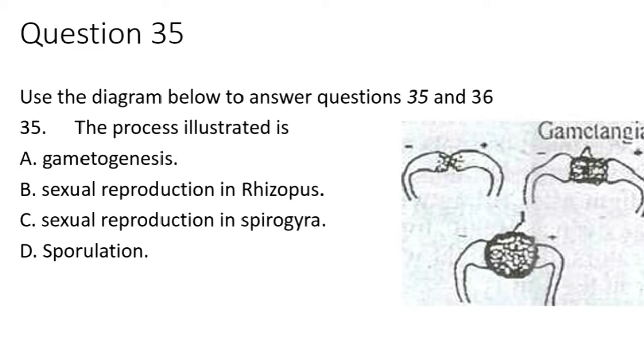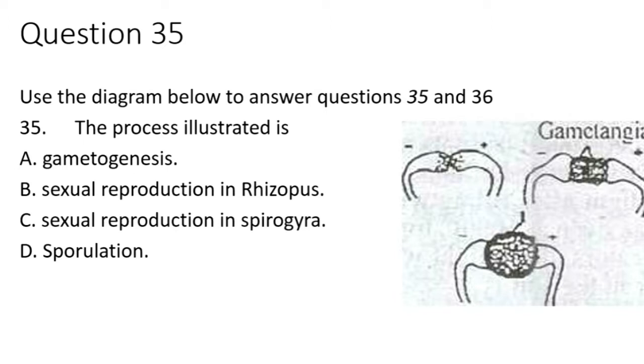So, question 35 says, the process illustrated is A, Gametogenesis. B. Sexual reproduction in rhizopus. C. Sexual reproduction in Spirogyra. D. Sporulation. Gametogenesis has to do with formation of gametes. And when the gametes are formed, it does not involve two parents coming together. Here, there is a positive hypha and a negative hypha, which symbolizes two parents. So gametogenesis cannot be the correct option.